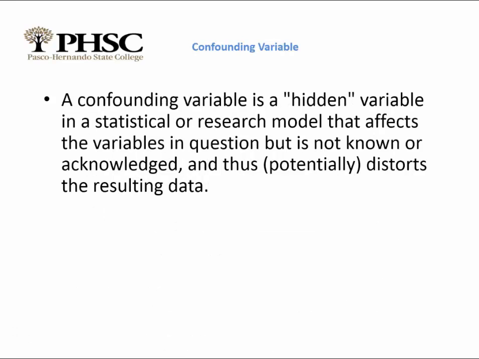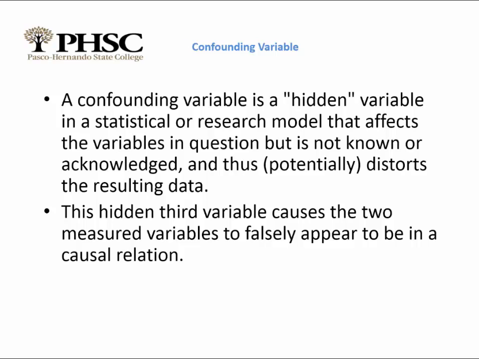And this is what's called a confounding variable. This is a hidden variable in research that affects what you're looking at. In this case, in the Hawthorne Works, we're looking at the outcome, right? Productivity. The hidden variable was that they were being watched, as opposed to what they were trying to see if it had any effect, which was the lighting. And hidden variables can potentially distort the resulting data.